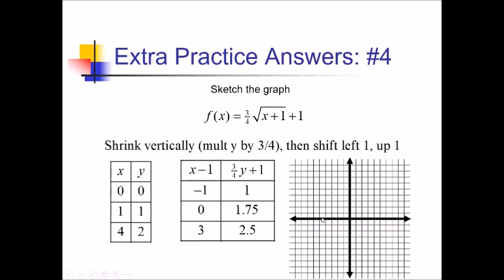Graphing all that out as best I can, because we've got some decimals here. We have negative 1, 1 is right there. 0, 1.75 is roughly here. It's pretty close to 2. And then 3, 2.5 is about there. And we're starting at negative 1, 1 because that was originally our starting point of 0, 0. So starting there, we just draw one direction through all those, and there we go.